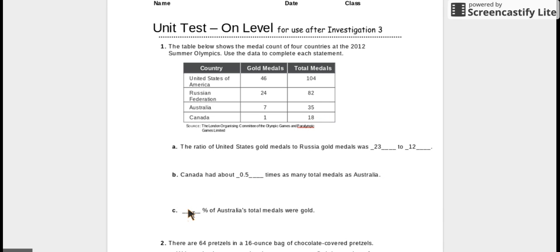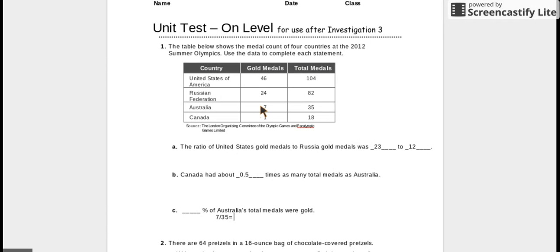And for this last question about percent, blank percent of Australia's total medals were gold. So we have an is-of statement. So our is is going to be the gold medals, 7. And the of is going to be 35.